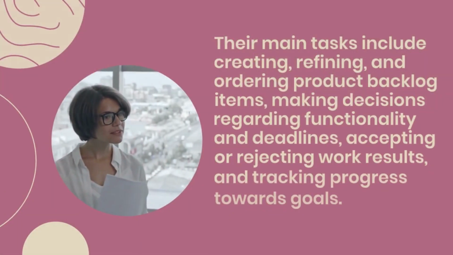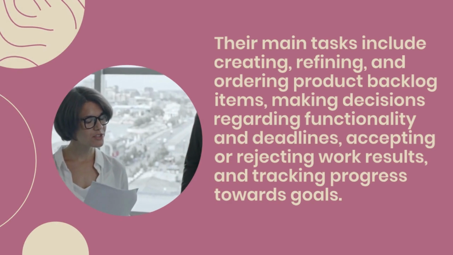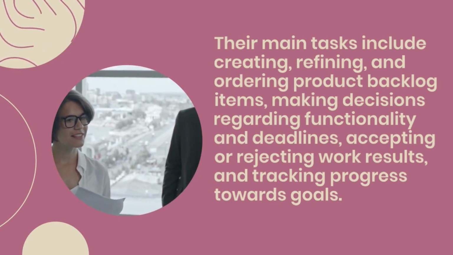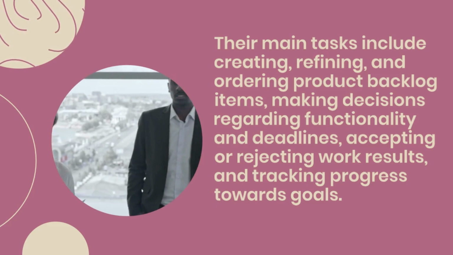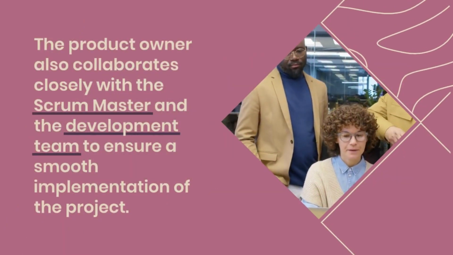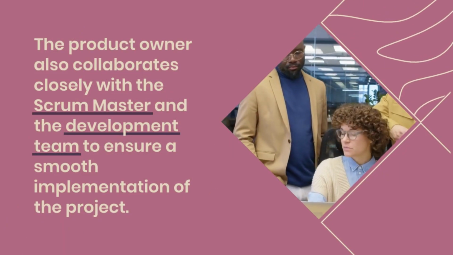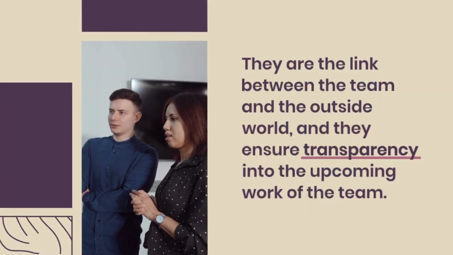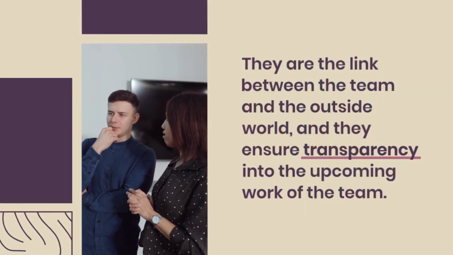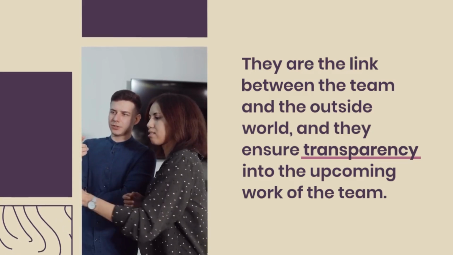Their main tasks include creating, refining, and ordering product backlog items, making decisions regarding functionality and deadlines, accepting or rejecting work results, and tracking progress towards goals. The product owner also collaborates closely with the Scrum Master and the development team to ensure a smooth implementation of the project. They are the link between the team and the outside world, and they ensure transparency into the upcoming work of the team.